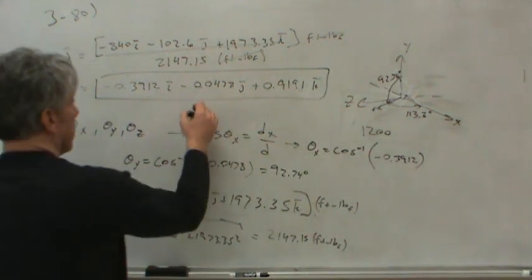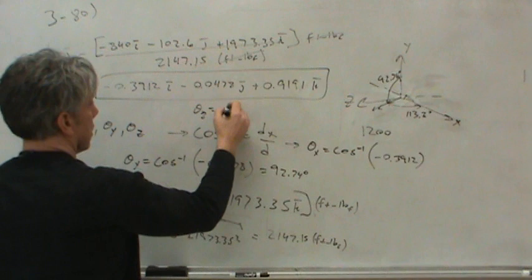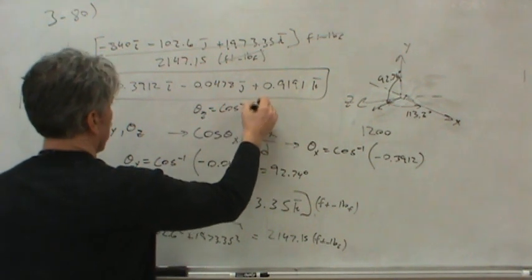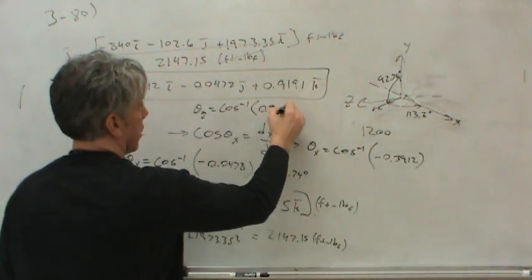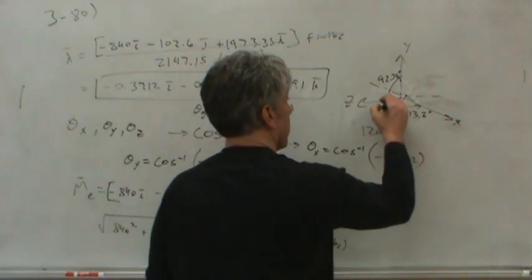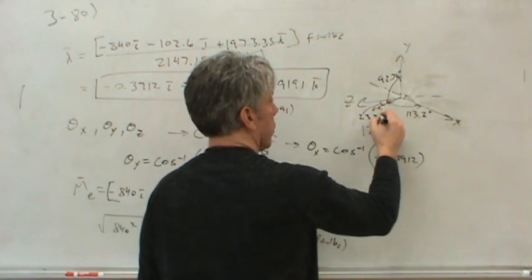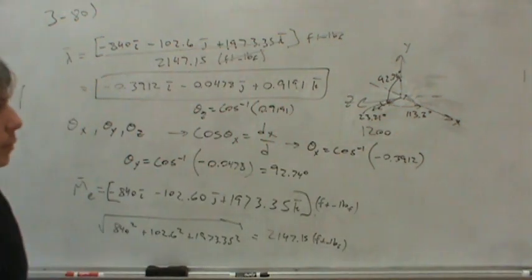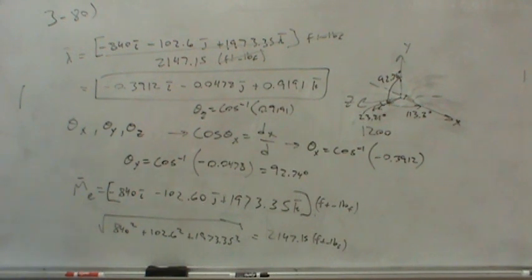And you know where this is going. Theta z is the inverse cosine of 0.9191. What do we get when we do that? 23.21 degrees. So the last angle in here is 23.21 degrees. That makes sense to everybody? Any questions about all this?